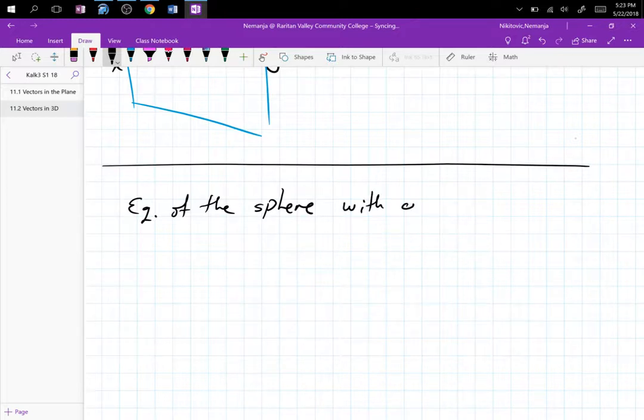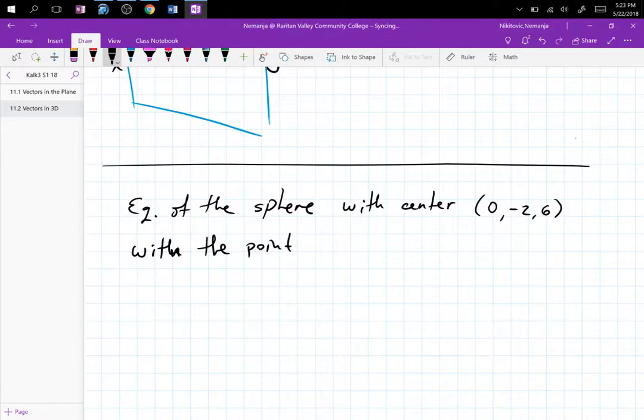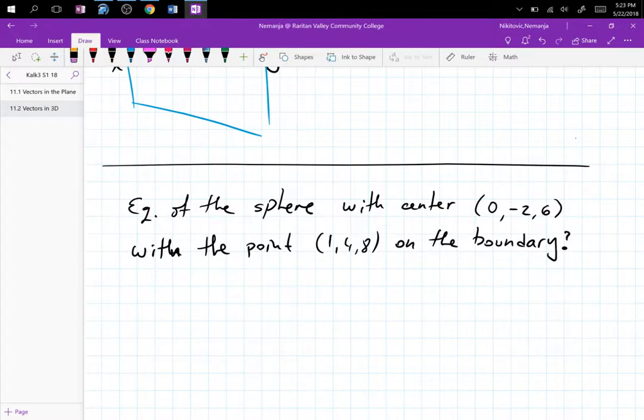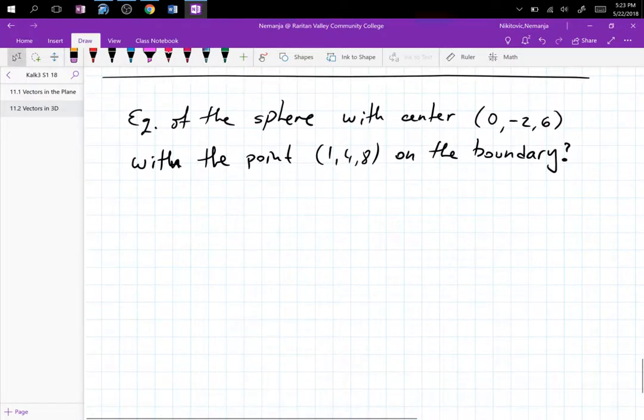With center 0, -2, 6, with the point 1, 4, 8 on the boundary. So what is the equation of the sphere with the center at 0, -2, 6, with the point 1, 4, 8 on the boundary.